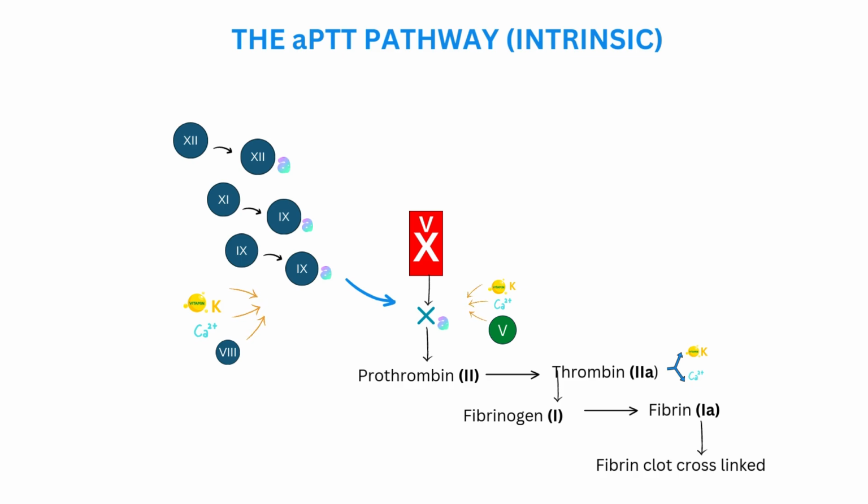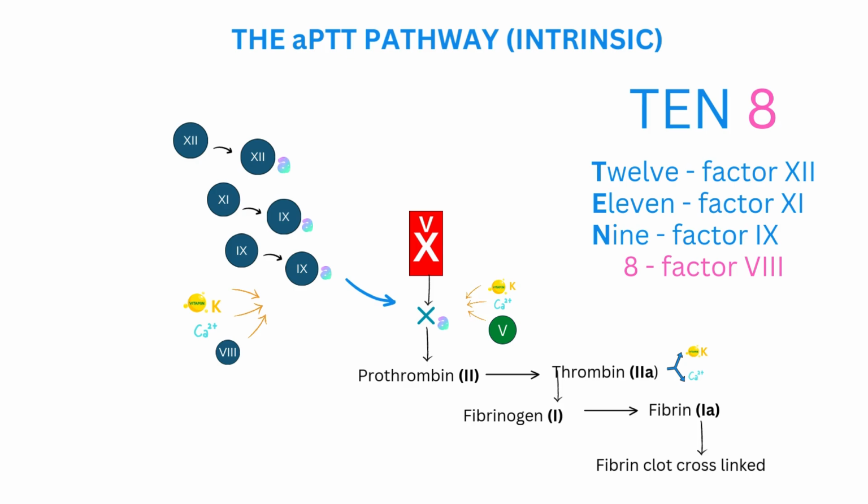Factor 12 activates factor 11, which in turn activates factor 9. Then factor 9, with the help of factor 8, calcium and phospholipids, activates factor 10. And from factor 10, it's the common pathway, where there is formation of thrombin, and then formation of fibrin, which happens with the fibrinogen getting converted into fibrin.